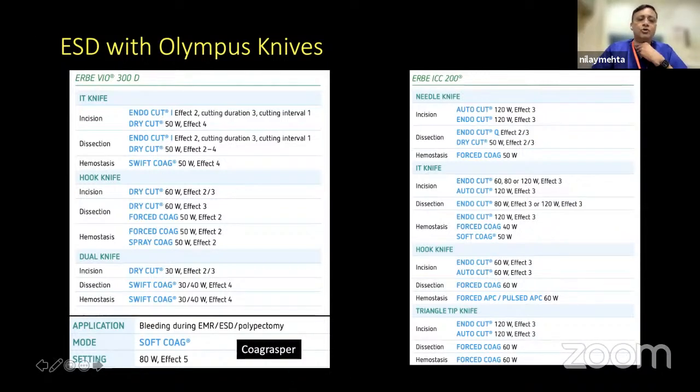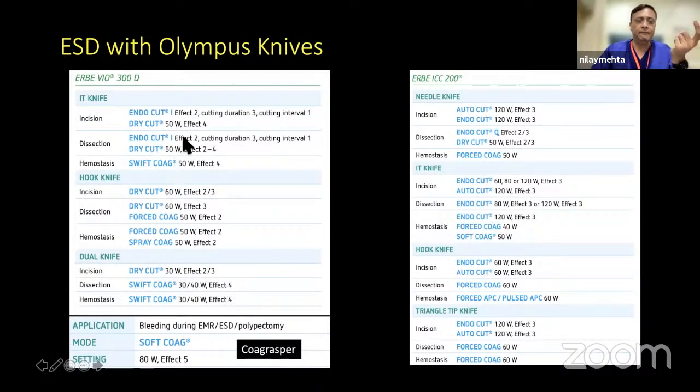So suppose I'm using a dual knife, my settings would be lower for dry cut. That would be effect 2 or 3, 30 watts for making an incision, and for dissection swift coag 30, 40. So I always remember 40 and 33. That is what I remember, because it's very difficult to remember the current setting every time. So 33 for dry, 40 for swift.